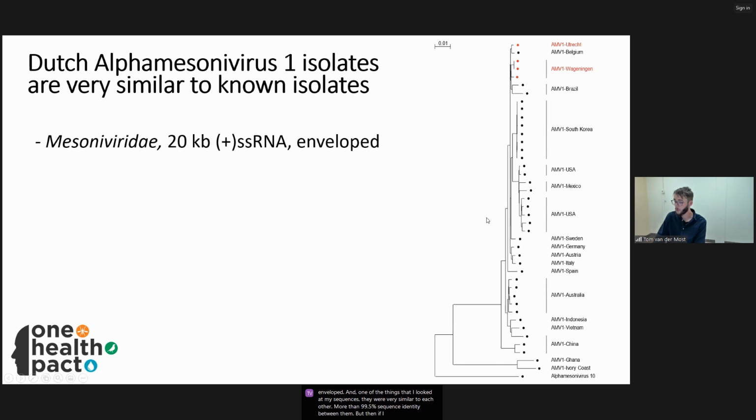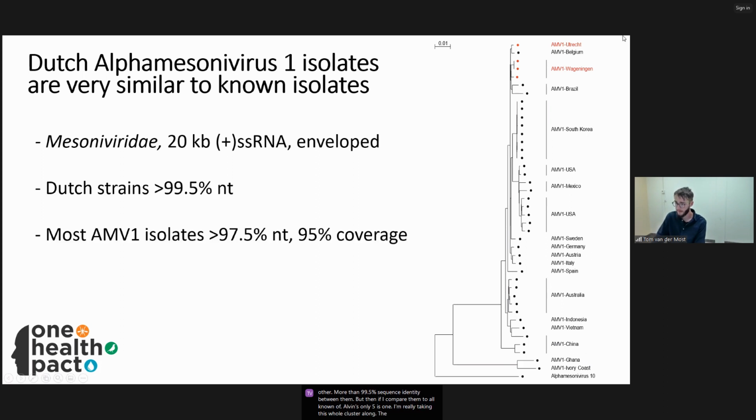But then if I compare them to all known isolates of alpha mesonivirus 1, and really take this whole cluster along, the identity between all of these was more than 97.5%. It was really only these two alpha mesonivirus 1 sequences here, which used to be called a different virus, where the sequence similarity goes down to 92%, which is still quite high. But it's really striking to see how all of these isolates across all of these countries have a genome that is so similar to each other.